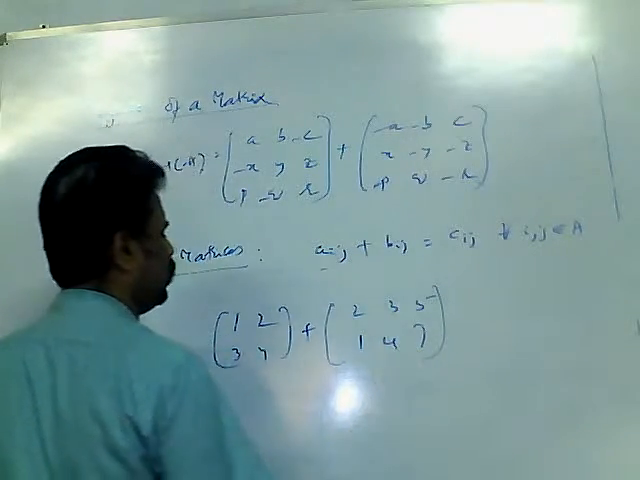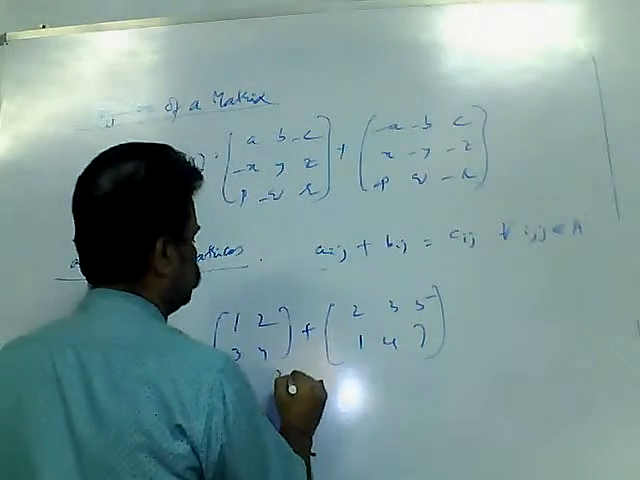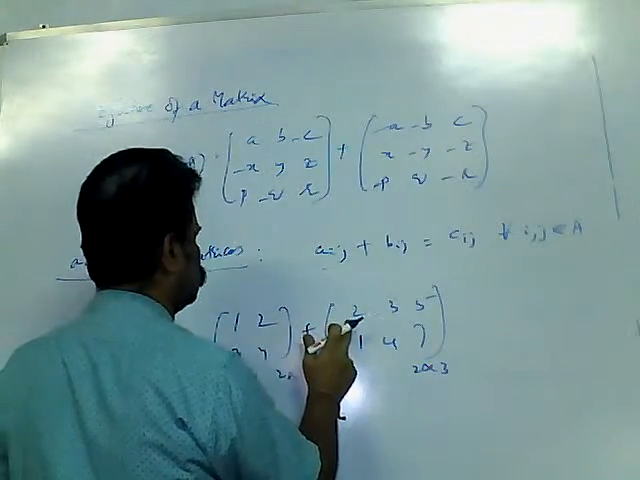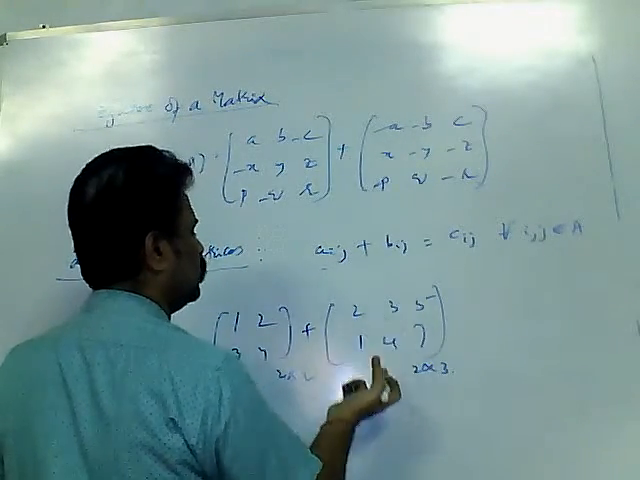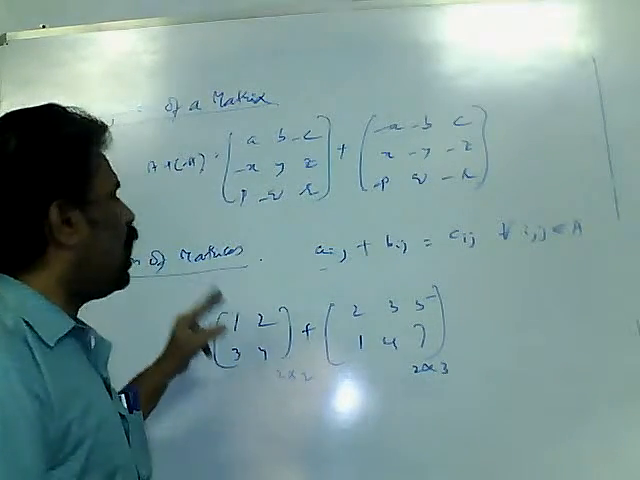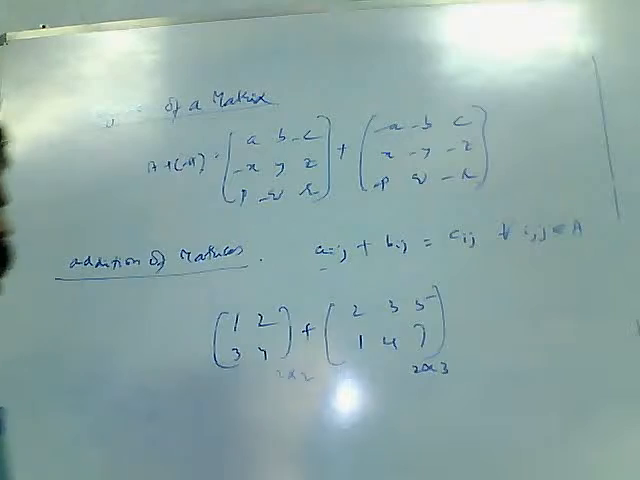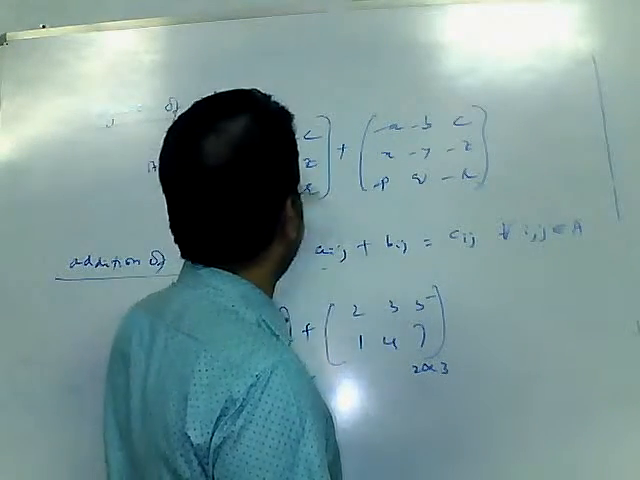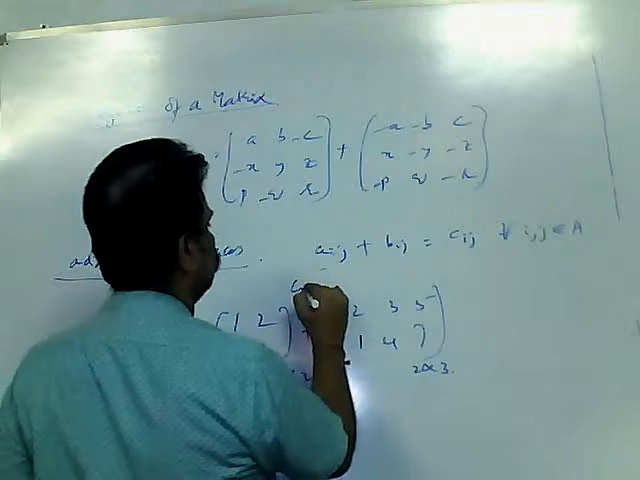Can I add? How can I add them? Here the order is 2 by 2, here 2 by 3. See, 1 I can add to 2, then how can I add 2 to 2, which I have added? So I cannot have corresponding elements to be added. That means to have the addition of matrices possible, we should always see that the orders must be the same. Then we have to go to the corresponding elements.